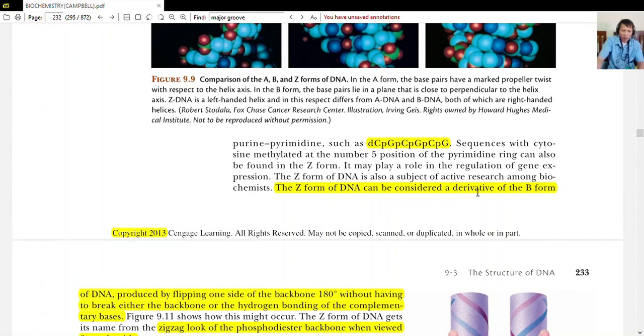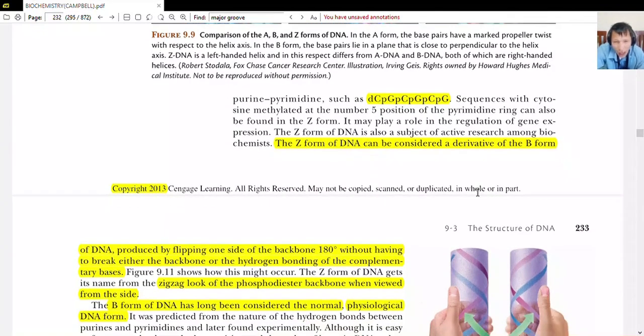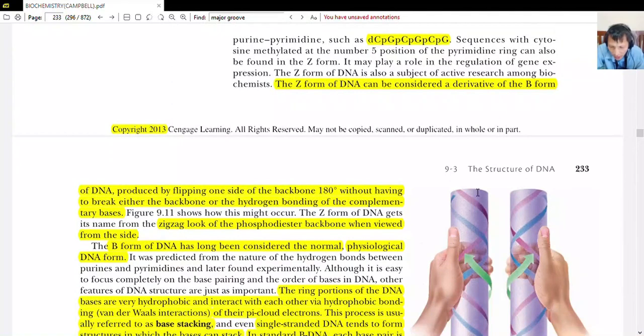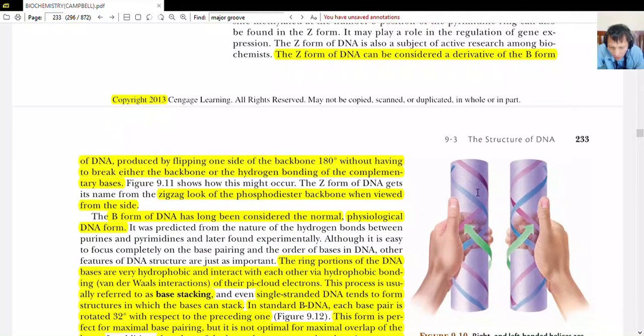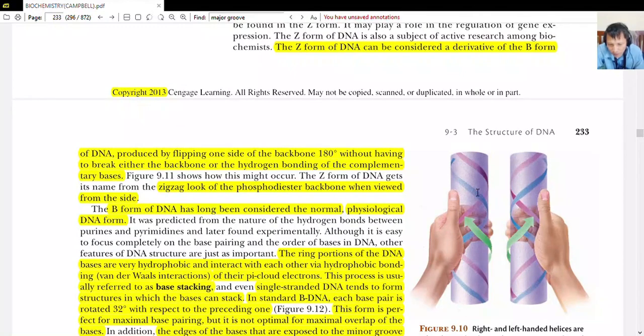It is a derivative of the B form. I'm just paraphrasing. The DNA is produced by flipping one side of the backbone 180 degrees without having to break either. So that's what I mentioned: having that staircase alone, without flipping, is produced by flipping one side of the backbone without breaking. Because if you break it, that's already not DNA. You would be breaking the hydrogen bond, because the loosest part of the bonding is of course the hydrogen bond, compared to the covalent bonding between the phosphate, the nitrogenous bases, and your sugar.